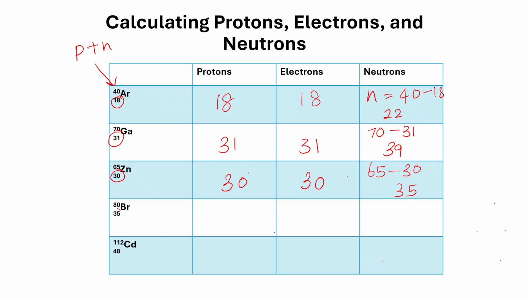Bromine has atomic number which is 35, therefore 35 protons and 35 electrons in there. Number of neutrons you can calculate by subtracting 35 from 80, which is the mass number, and gives you 45 neutrons. Cadmium, the atomic number is 48, therefore there are 48 protons and 48 electrons. Number of neutrons are 64. If you subtract 48 from 112, which is the mass number, gives you 64 neutrons.